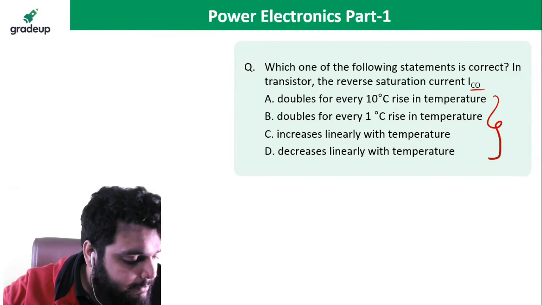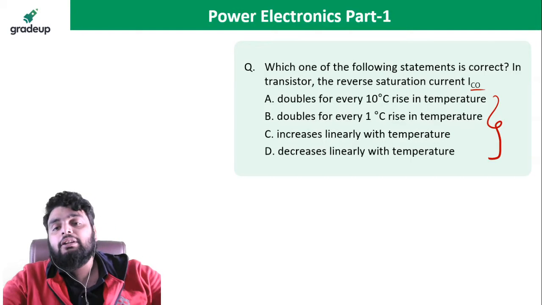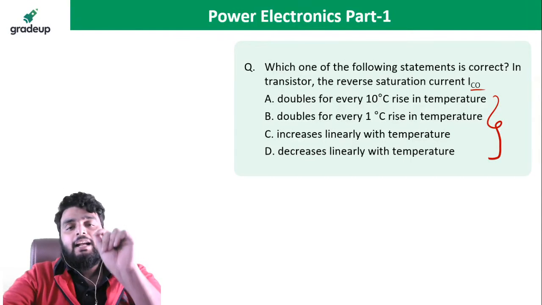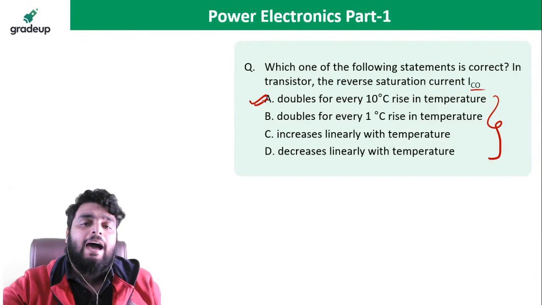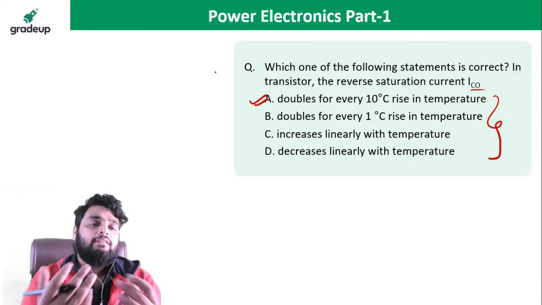Okay, good. Priyam has given the right answer, Vanil has given the right answer, Bablu has given the right answer. Absolutely correct. Remember, the reverse saturation current doubles for every 10 degrees Celsius rise in temperature.